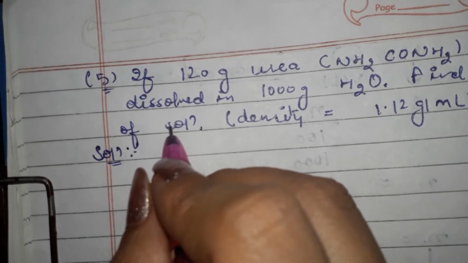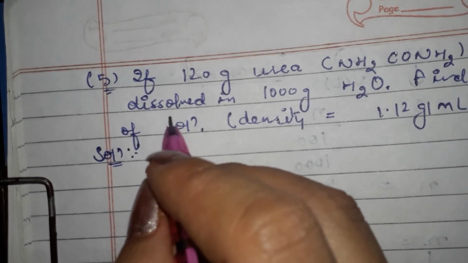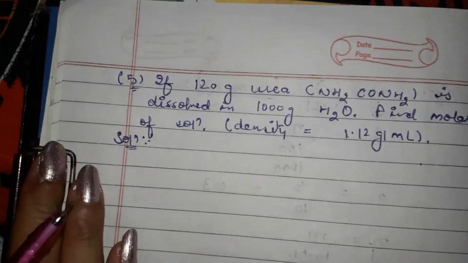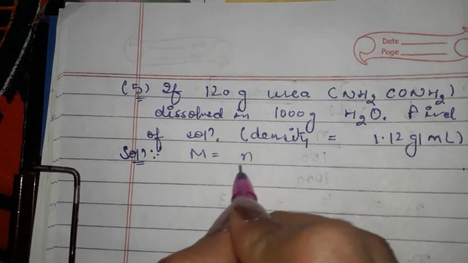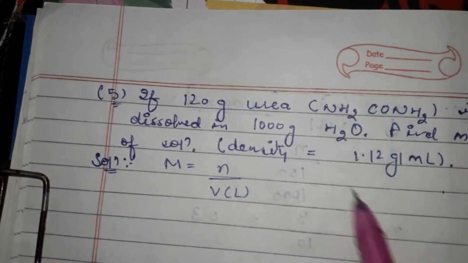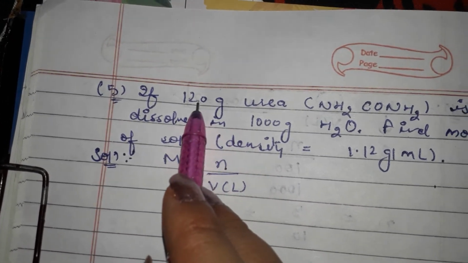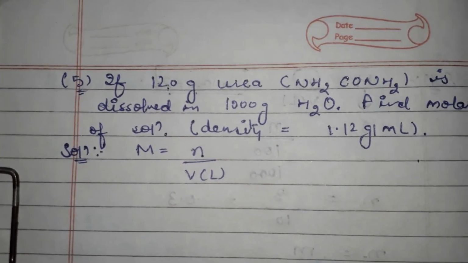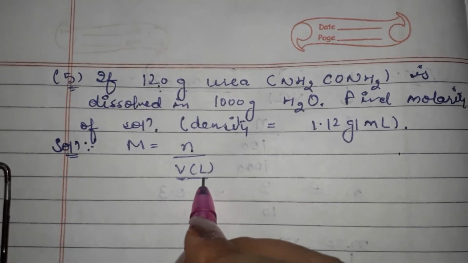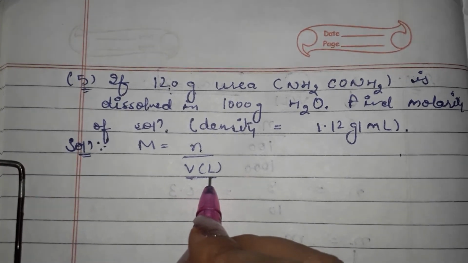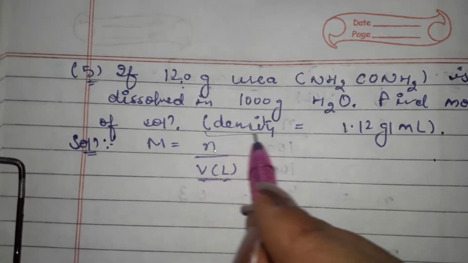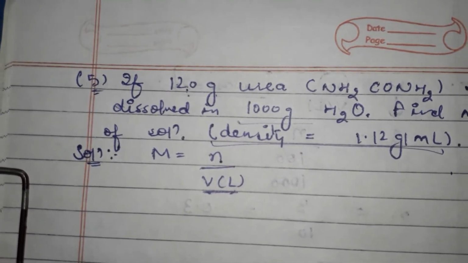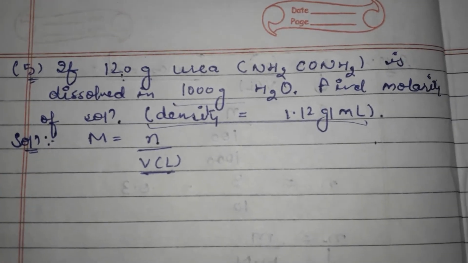Okay, here molarity we have to calculate. Molarity is equal to number of moles upon volume in liter. Number of moles I can calculate. The given mass of urea is 120 gram. We can calculate the molar mass. But the problem is in volume. Here density and mass are given, so we can use the formula of density. But here is a problem.